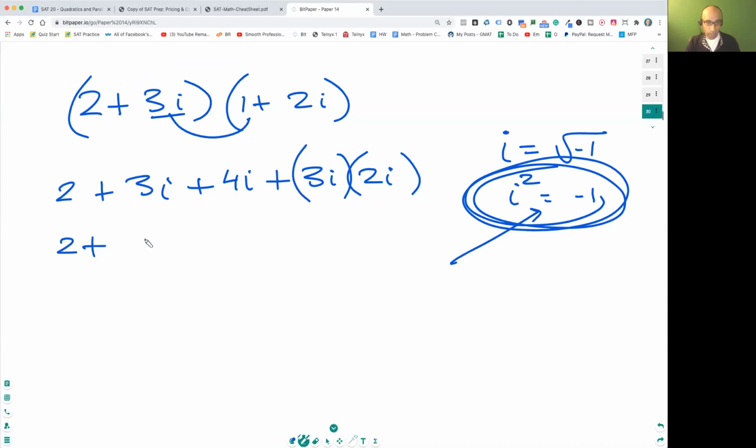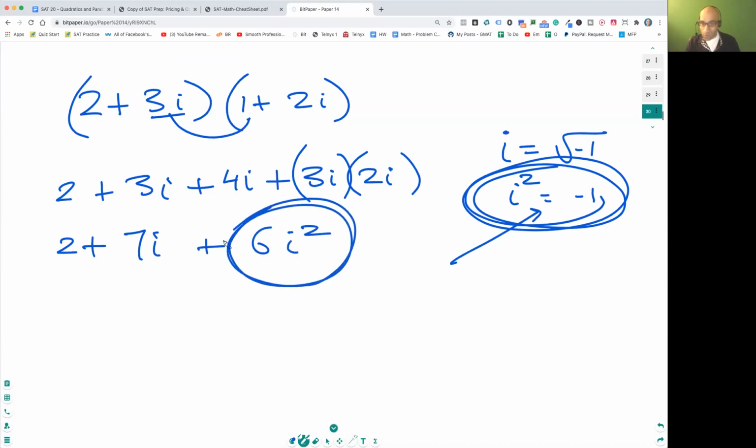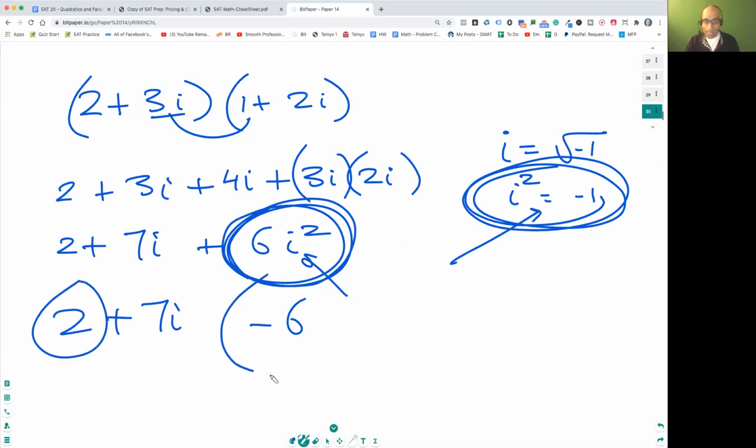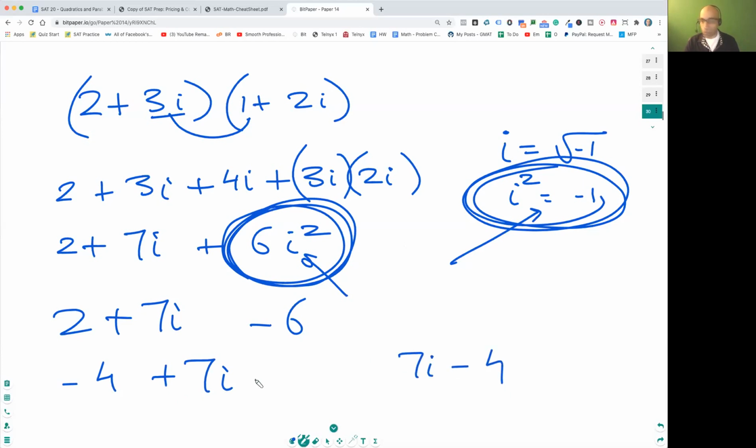So I can group these together, 7i. And 3i times 2i is 6i squared. Remember, i squared is equal to -1. That's the only place where complex numbers are different than polynomials. Anytime you see i squared, substitute -1. So now you're just going to get -6. So 2 minus -6 is -4 plus 7i, and that's your answer. Or you can write it as 7i minus 4, whichever way it works.